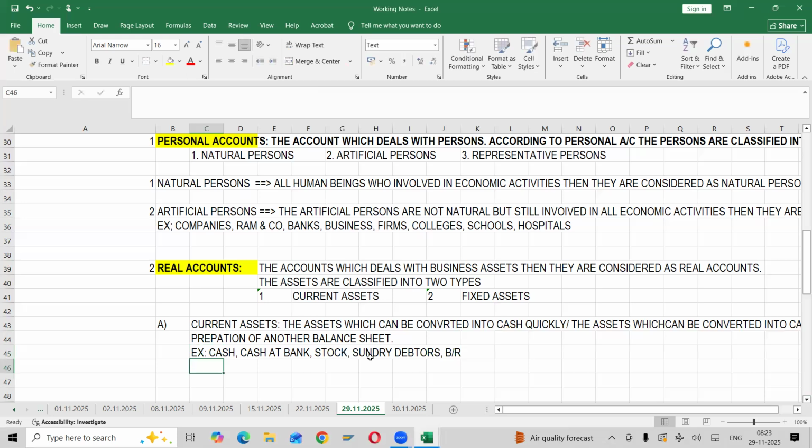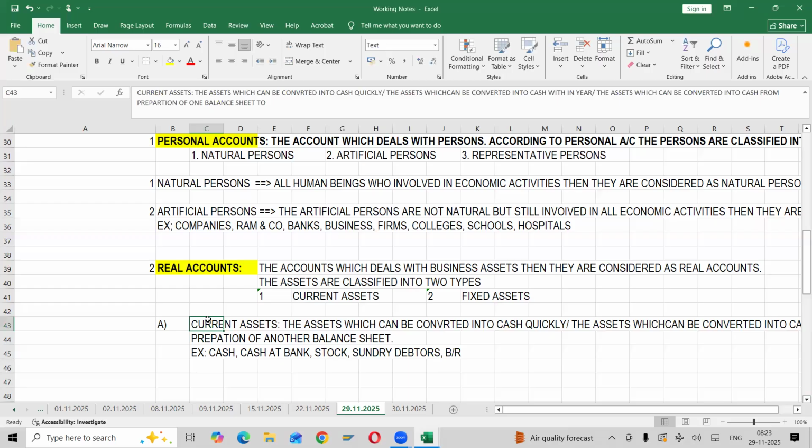Bills. So these are considered as current assets. Any asset which can be converted into cash within a year's time, that is, from the preparation of one balance sheet to another balance sheet, is considered a current asset.